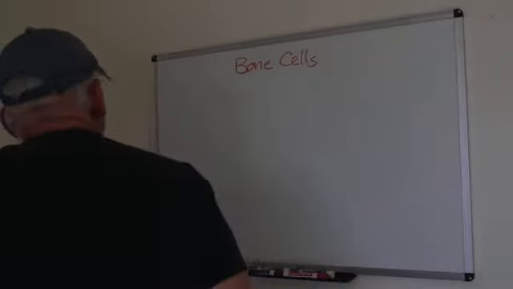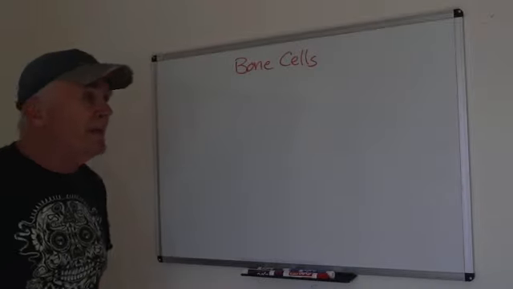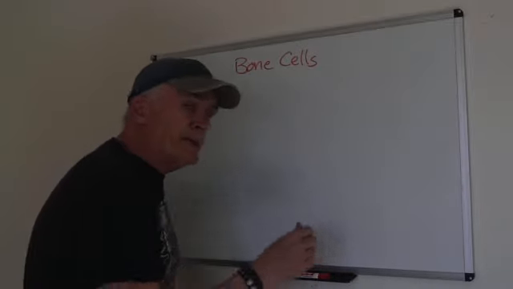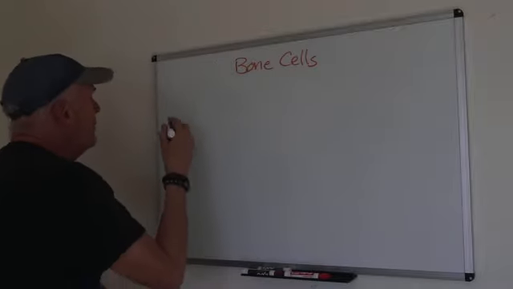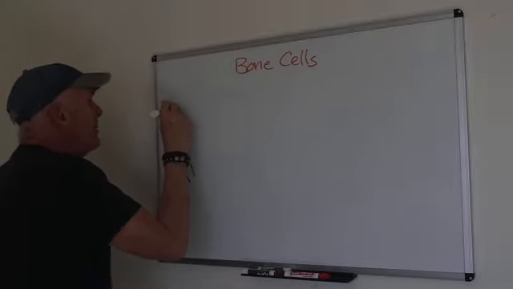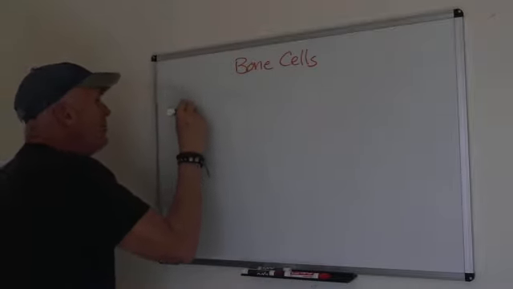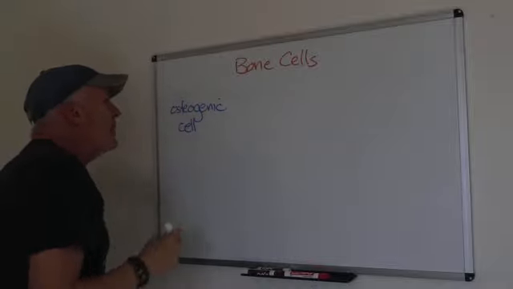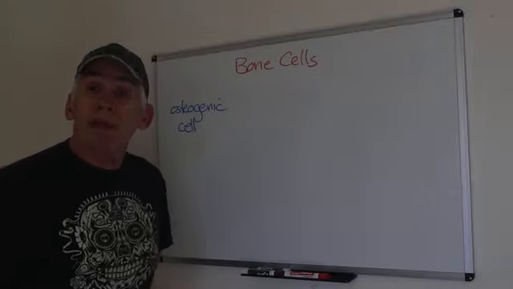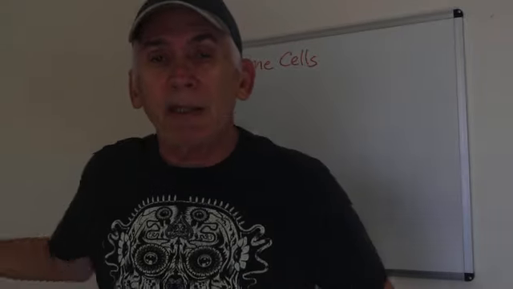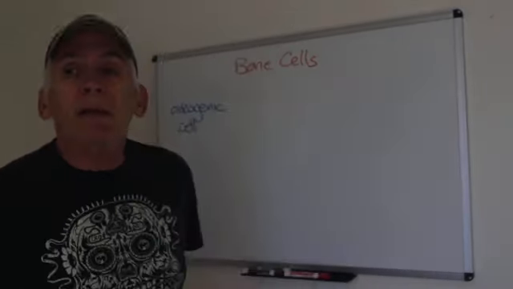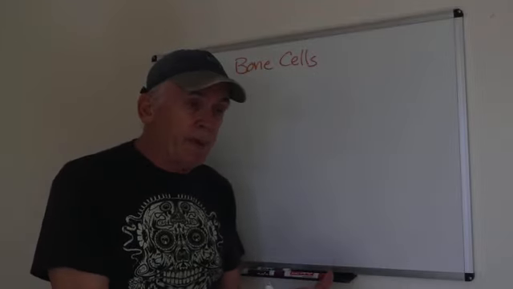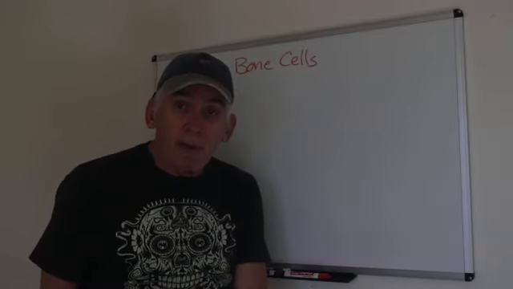Shall we talk about bone cells? Let's. Okay, bone cells. We start with what's called an osteogenic cell. Osteogenic cells are stem cells. Remember what makes stem cells special? Stem cells can divide to make more of themselves, and they can divide to make other things as well.